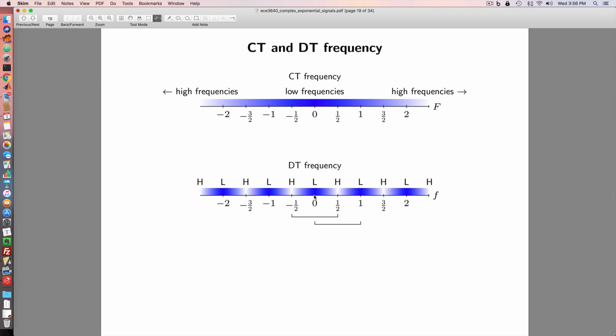You have low frequencies near 0 and integers, 1, 2, -1, -2. And then halfway in between, we find these high frequencies. 1/2 is a high frequency. 3/2 is a high frequency. And in fact, it's equivalent to the frequency 1/2, because if you subtract 1, you get back to this other frequency. So we could say that 1/2 is an alias of 3/2, or you could say it the other way around. The other thing I've drawn here are the two most commonly defined fundamental intervals: between -1/2 and 1/2, or between 0 and 1.